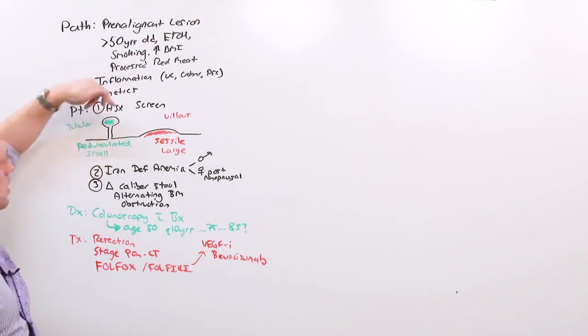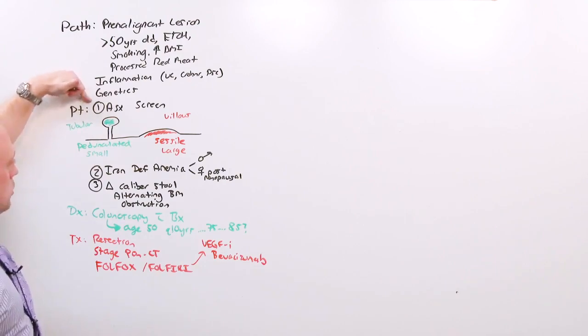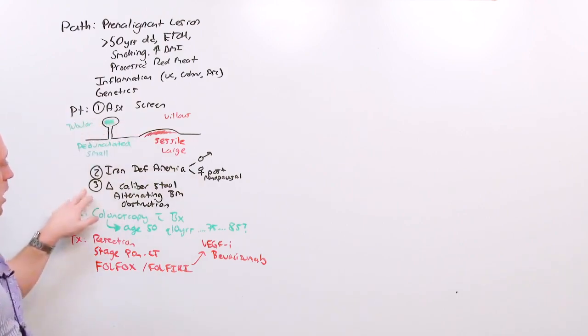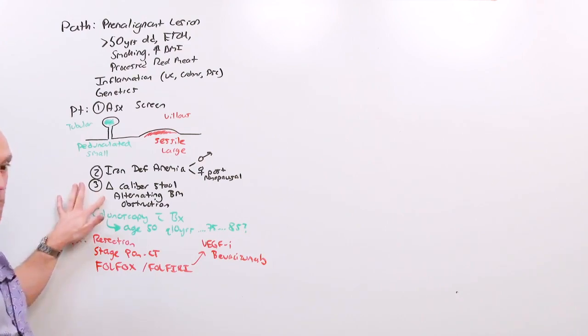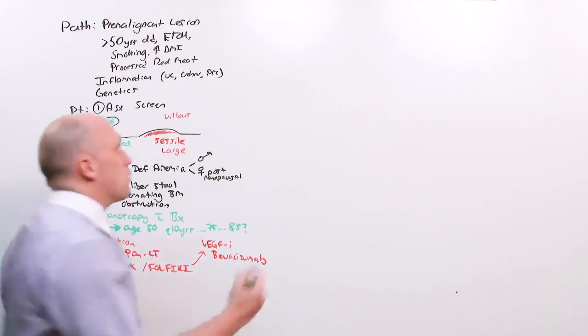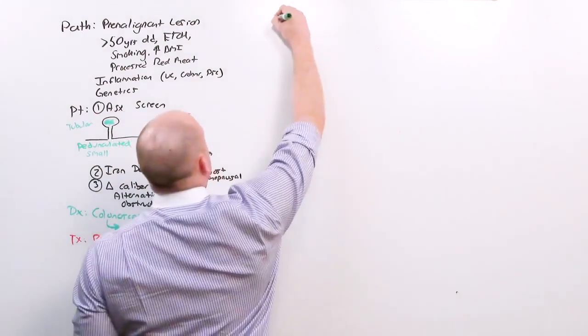The way you're going to see it is going to be the asymptomatic screen, and what do? Iron deficiency anemia, get them a colonoscopy, changing caliber of the stool, alternating bowel habits, and obstruction. That's probably too late, but you can still get the colonoscopy. So what are the ways that you can screen people for colorectal cancer?